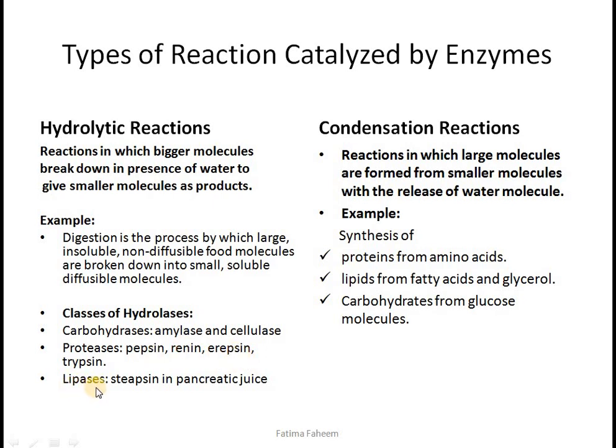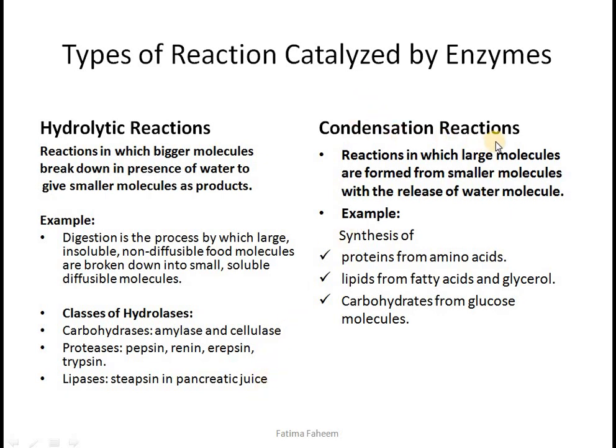Then we have lipases. Lipases include steapsin in plants and they are also in pancreatic juice as well. And then we will read what they convert the fats and lipids into. We know it from our previous lesson that lipases act on lipids and convert them into glycerol and fatty acids.